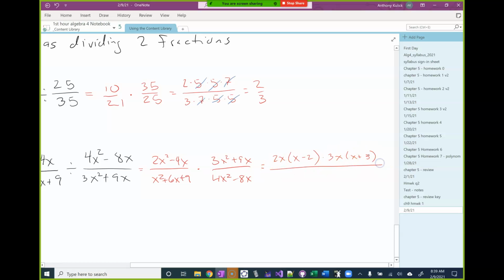X squared plus 6x plus 9. How does that factor? Again, you guys should be blasting these off at me almost before I can finish them. Remember all those factoring practices we did in first semester? Maybe some of you don't because you didn't have me first semester, but we did so much practice. 3 and 3. It is 3 and 3. So x plus 3 times x plus 3. And then 4x squared minus 8x. How does that factor? Take out a 4x, right?